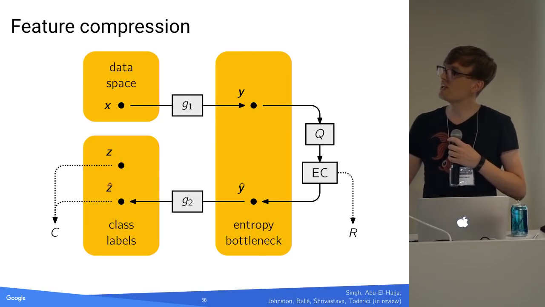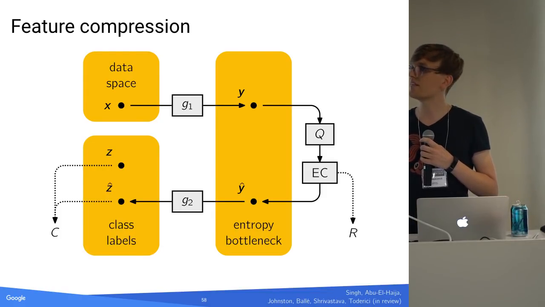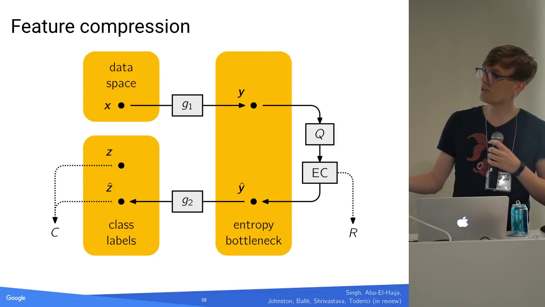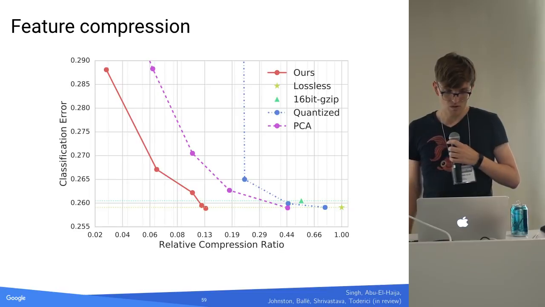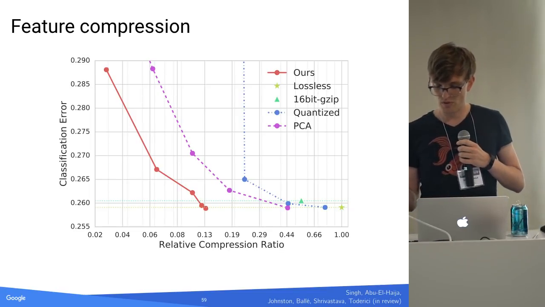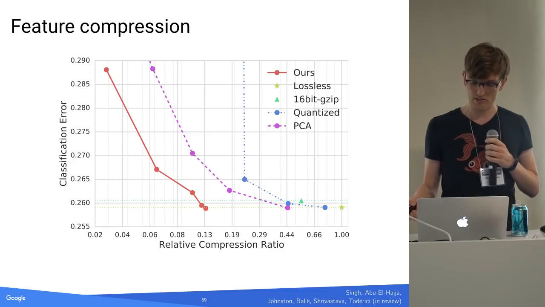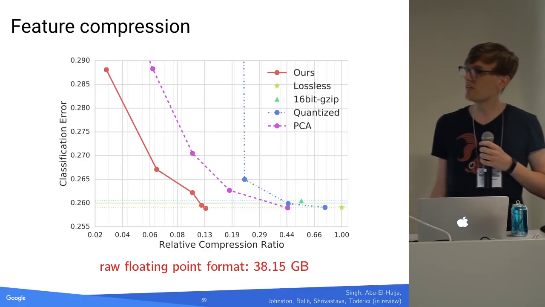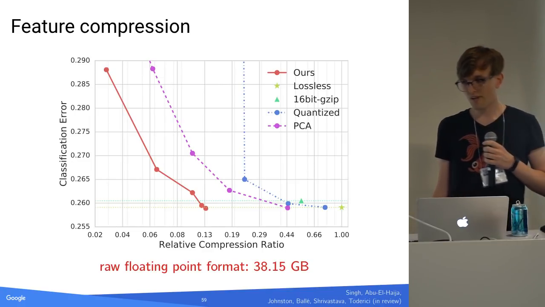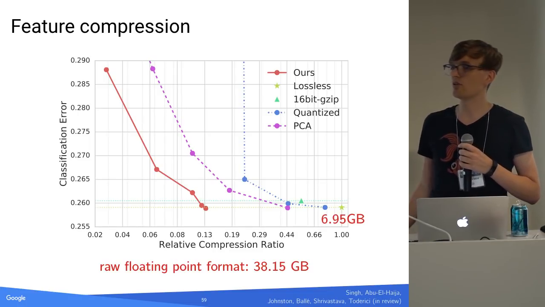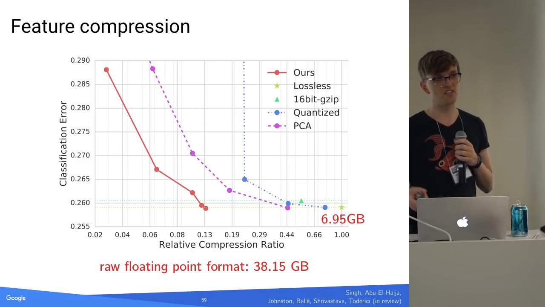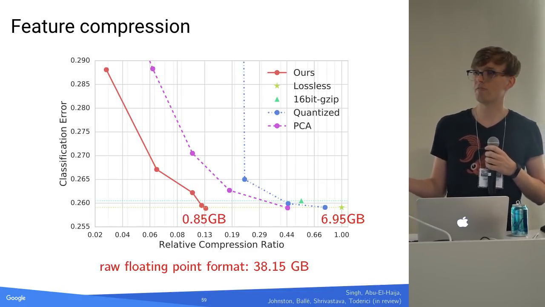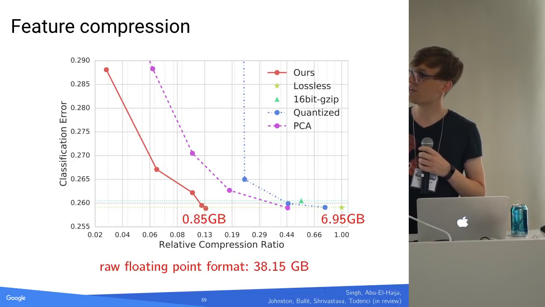So once we're in the intermediate representation and we've compressed it, decompressed it, then we actually go to the class labels. And this whole system is trained jointly or end-to-end. And this time we don't have a rate distortion trade-off, but we have a rate accuracy trade-off. And it turns out that this saves an enormous amount of space. So previously, when you want to store intermediate features like this, you would store them in floating point format. And for example, for the ImageNet validation data set, you would need around 38 gigabytes to store all these features. You can do something simple, like compress it with gzip, then you go down to 7 gigabytes. But when we actually allow this model to train a specialized compressed representation for these features, you can bring it down to 850 megabytes, sorry, and you have the same classification accuracy.